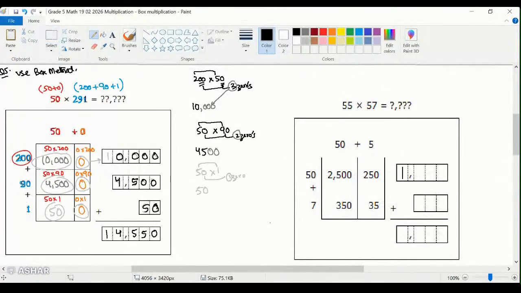Question number 6 says, use box method. I want you people to try this. I'll just remove some values from here. I'll give you some time to try. Let's try this together. If you have this and this, let's try this question.